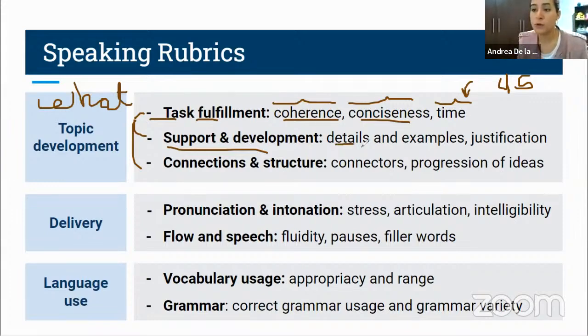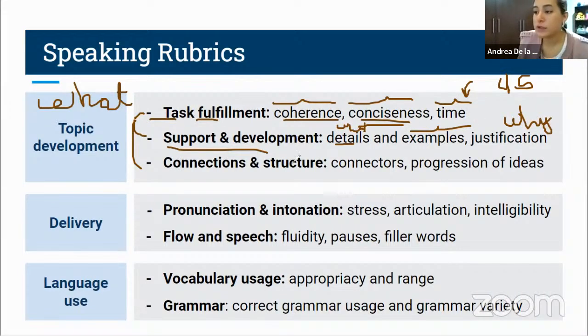Maybe you can tell me about your favorite type of pizza, what ingredients it has. You need to give me examples. Maybe you can talk about one time where you had a pizza that you didn't like, maybe. So you need to support and develop your ideas really well with examples, with details, with justifications. You need to explain why you like pizza. You need to give details as to what type of pizza you like, examples as to experiences.